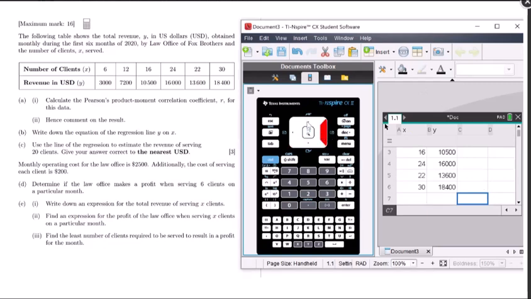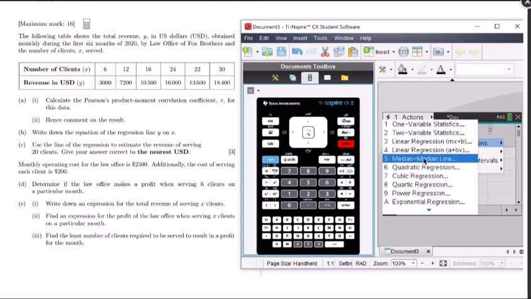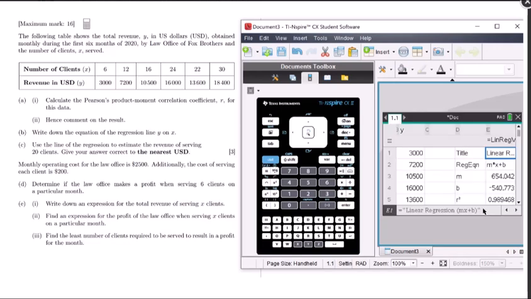I now go across to the top of the next available column, and I'm going to perform a linear regression stat calculation. So we go menu, number 4, statistics, number 1, stat calculations, and I'm going to choose this one here, number 3, linear regression mx plus b. The X list is the X column, the Y list is the Y column. That was the benefit of labeling our columns. Hit OK. Now we get some good information here, which will also be useful for part B, but we'll get to that a little bit later on.